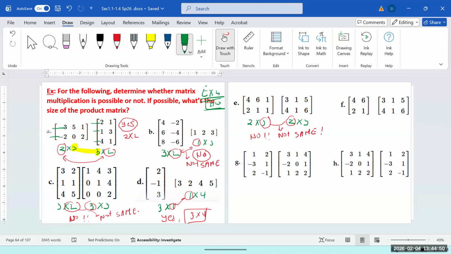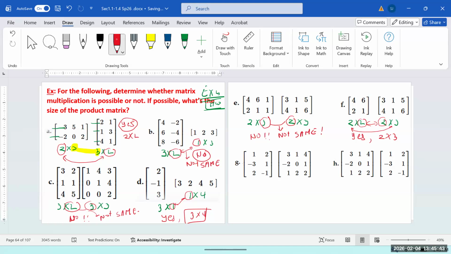F. It's a 2 by 2 for the first one and a 2 by 3 for the second one. Can you multiply them? Yeah, we can. These two numbers are the same, that's how we can multiply. What would be the dimension of the result? 2 by 3. So you look at one pair to determine whether multiplication is possible or not. If it's possible, you use the other two to get the dimension for the result. Great. Now next volunteer for G.